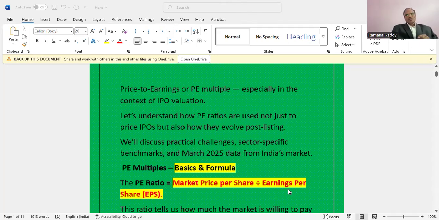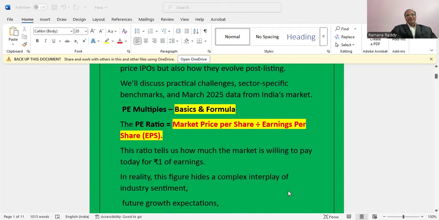So, PE multiples: we'll see the basics and the formula. The PE ratio is equal to market price per share divided by EPS, earnings per share. This ratio tells us how much the market is willing to pay today for 1 rupee of earnings.